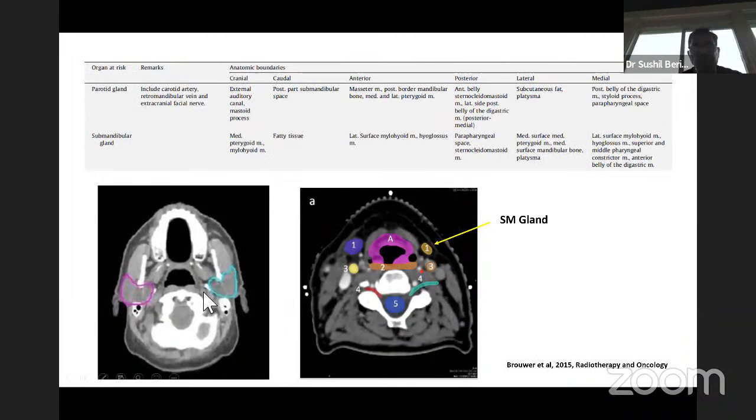Again, we talked about the parotid gland, both superficial and deep lobe, and submandibular gland, which are easy to identify. So you can go to the anatomical description, but usually both submandibular gland and parotid gland are self-explanatory in terms of how they appear.